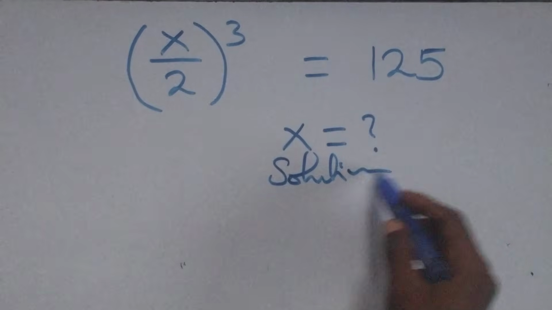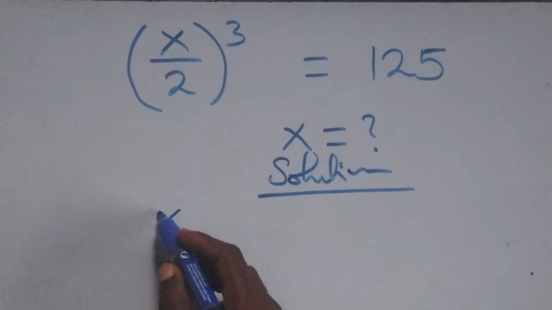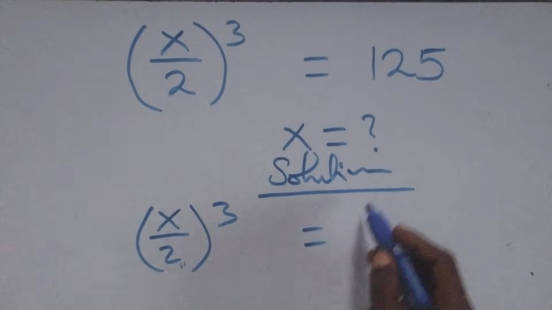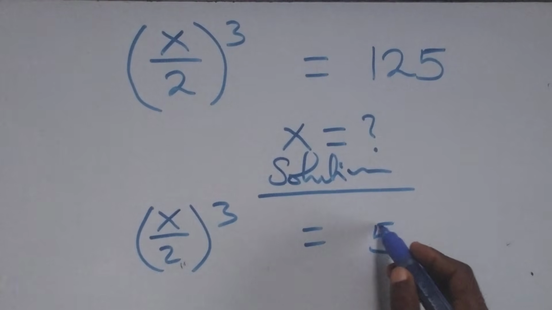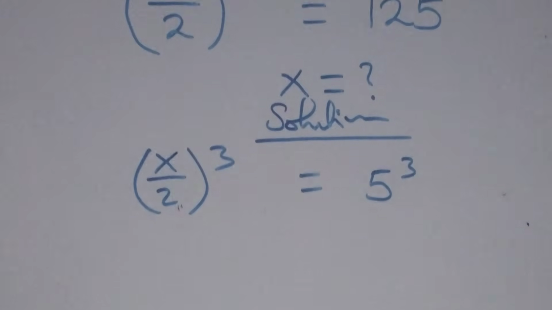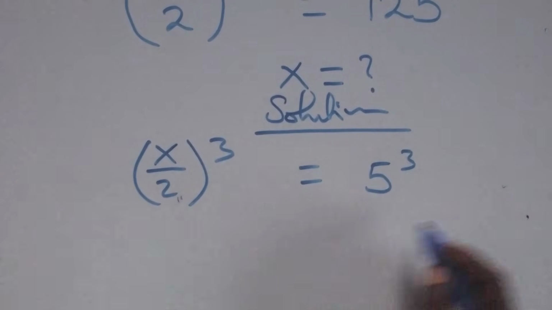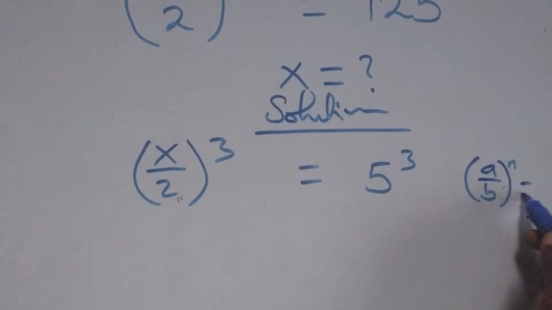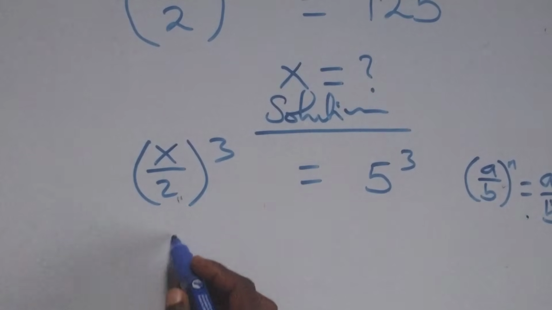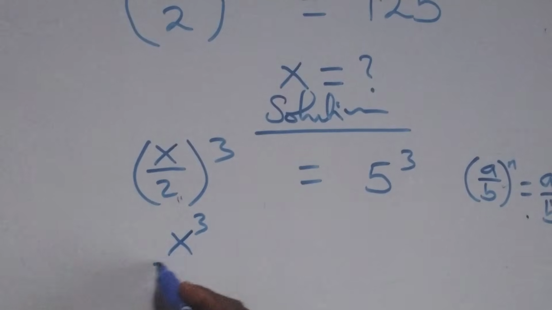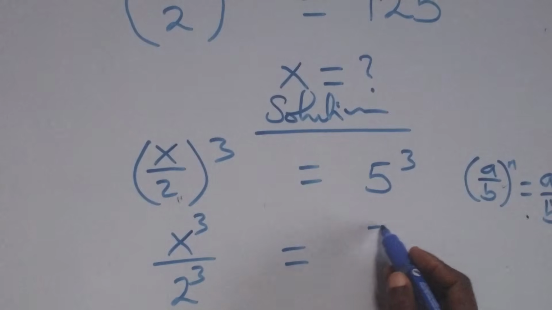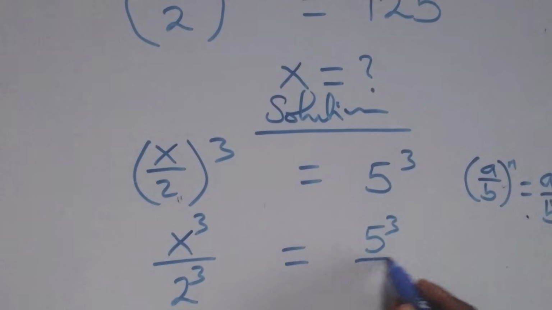Solution from here. First step, we have (x over 2) all raised to power 3 equals 125, same thing as 5 raised to power 3. The next step, we can rewrite this: when we have (a over b) all raised to power n, this is a raised to power n over b raised to power n. So here we have x raised to power 3 over 2 raised to power 3 equals, here we can write it as 5 raised to power 3 over 1.